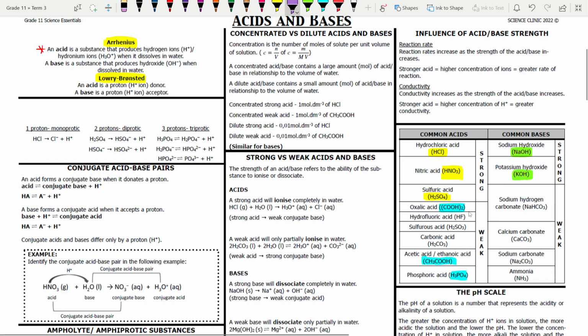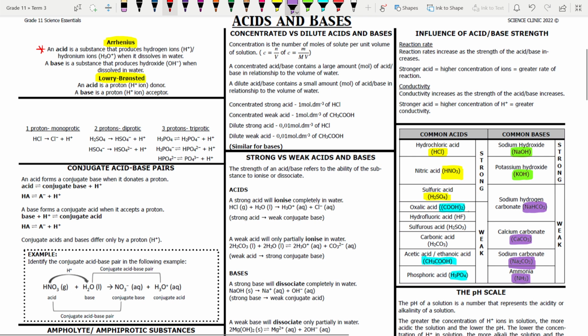Then examples of weak bases: you have sodium hydrogen carbonate. This one they really like. The formula is NaHCO3. And you also have calcium carbonate, CaCO3. This one they really like as well. Sodium carbonate, I've seen it a number of times, so they do like it here. And also ammonia, the last one, they really also like that one. So those are examples of weak bases.